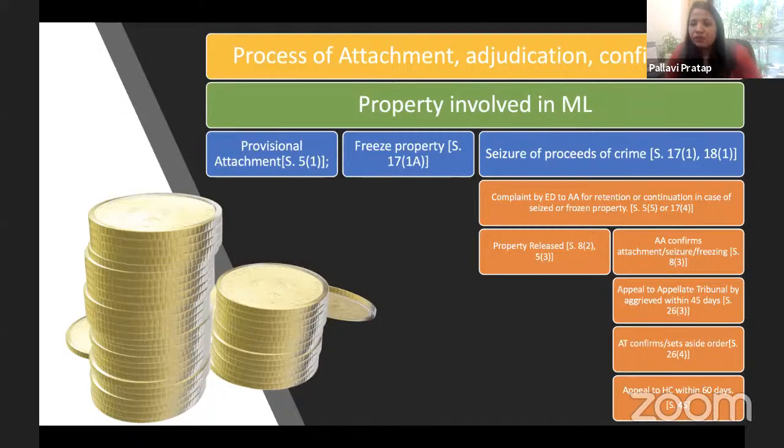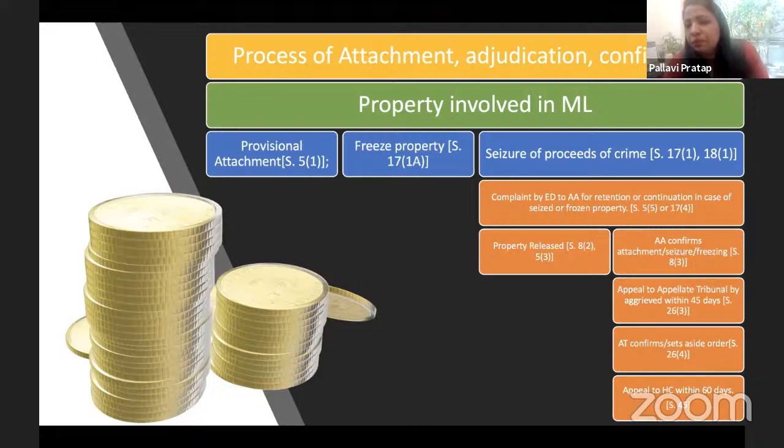Now, if you would look at the first one here, as far as seizure of proceeds of crime is concerned, the complaint by the ED goes to the adjudicating authority for retention or continuation in case of seized or frozen property. A lot of times, seized property could include a laptop or a mobile phone, or frozen property, for instance, a bank account, which could be frozen.